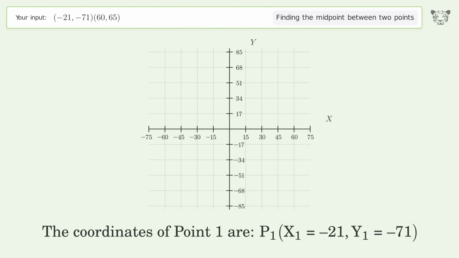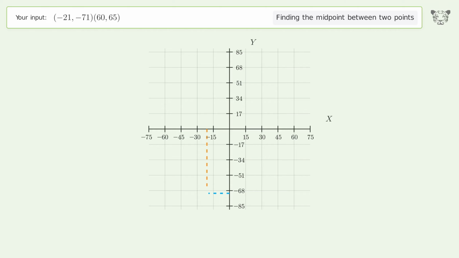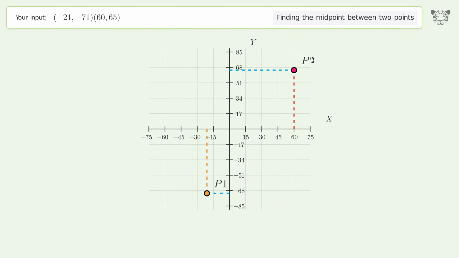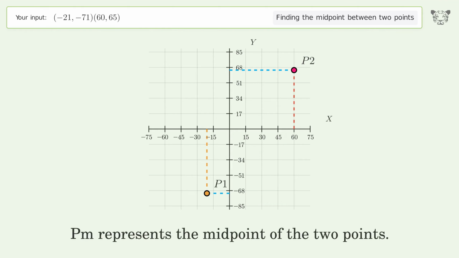The coordinates of point 1 are, x1 equals -21, y1 equals -71. The coordinates of point 2 are, x2 equals 60, y2 equals 65. PM represents the midpoint of the 2 points.